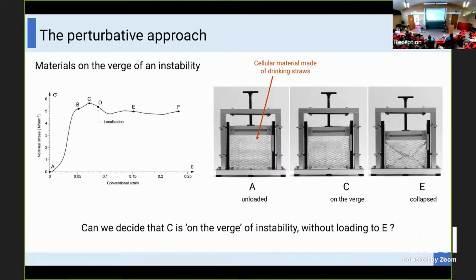But if you look at the figures, especially this one, you see that at point C the material looks still homogeneous. There are no signs of instability, strain localization, or shear bands. So the question is, can we decide that C is on the verge of instability without loading to E? And the answer is yes, use the perturbative approach.